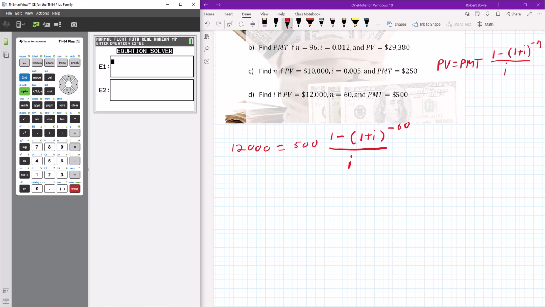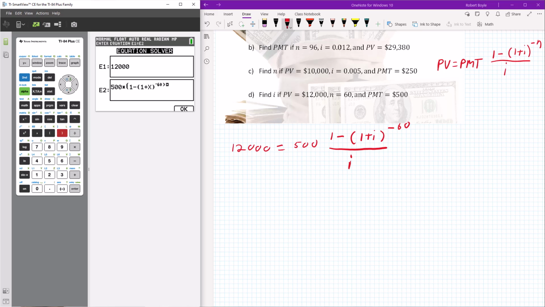Now what we're going to do is put one expression on one side of the equal sign here and the other expression here. So on the first one, E1, we're going to put in 12,000. And now on the second one, we're going to put in this expression right here. So that is 500, times parenthesis 1 minus, parenthesis 1 plus, and then since I is our unknown variable, we want to click up here. This is our variable. Well, first I need to change that to a plus. Close the parenthesis. Exponent negative 60.